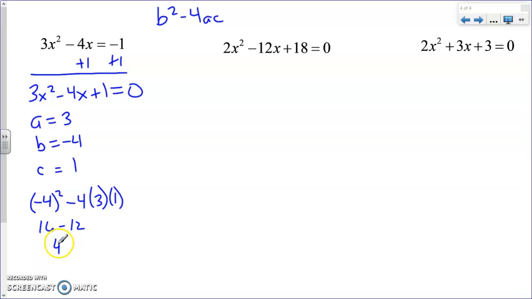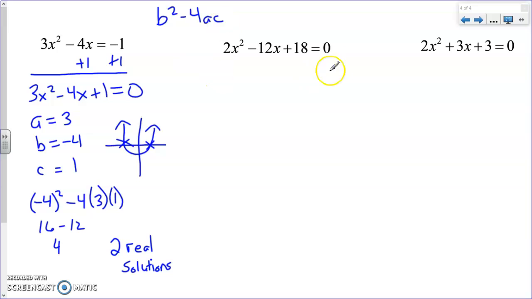So is 4 positive, negative, or equal to 0? 4 is positive, so that's going to tell me I'm going to have 2 real solutions. Now 4 is not a solution. 4 is the discriminant, and that allows me to know that there's 2 real solutions. And also, if I were graphing this, I know it would cross the x-axis 2 times. So I could go in here and I could solve this by factoring because I know there's 2 real solutions.